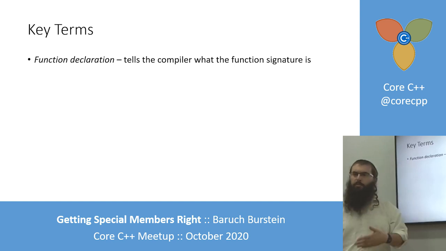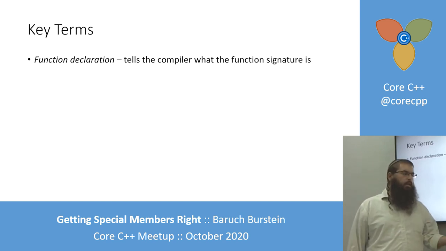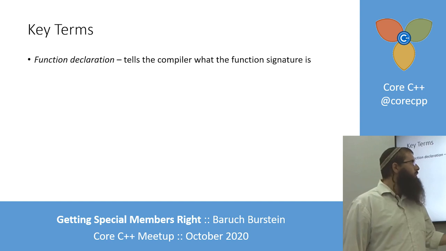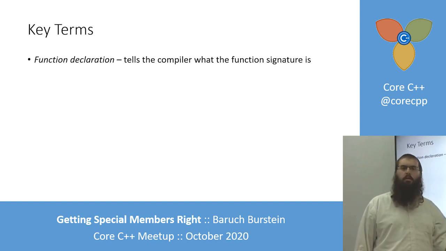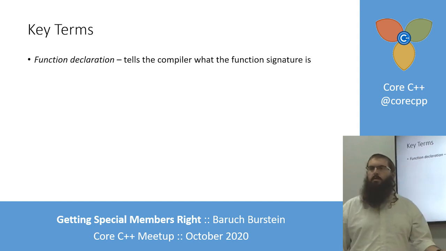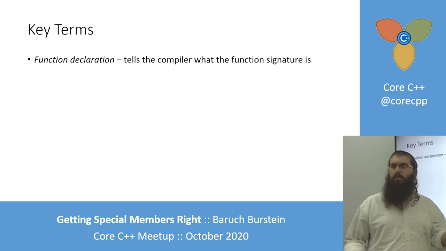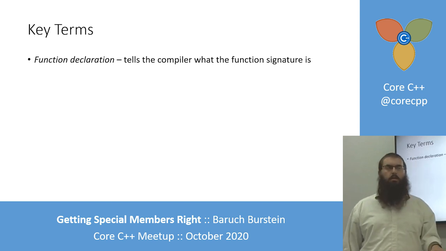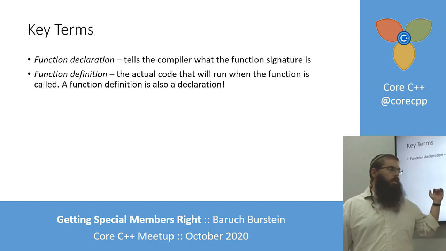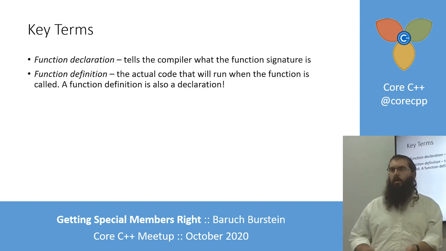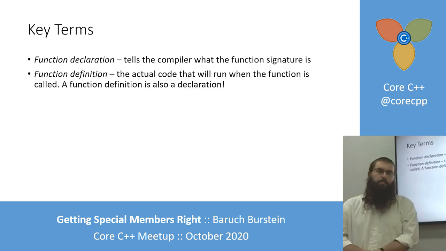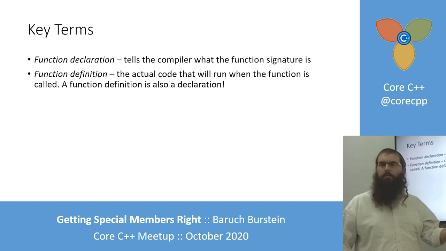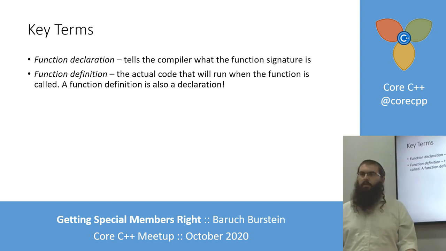You can have multiple declarations. The declarations are where you put the default parameters. Different declarations can have default parameters because they're not part of the actual signature. So that's the declaration. The definition is the actual function body. And obviously every definition is also a declaration.